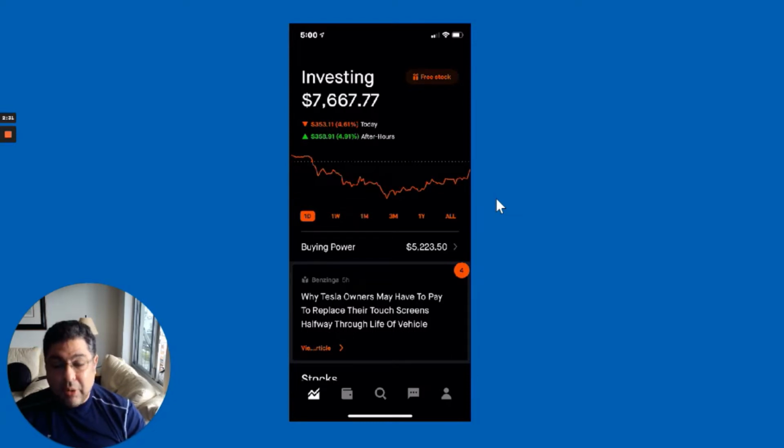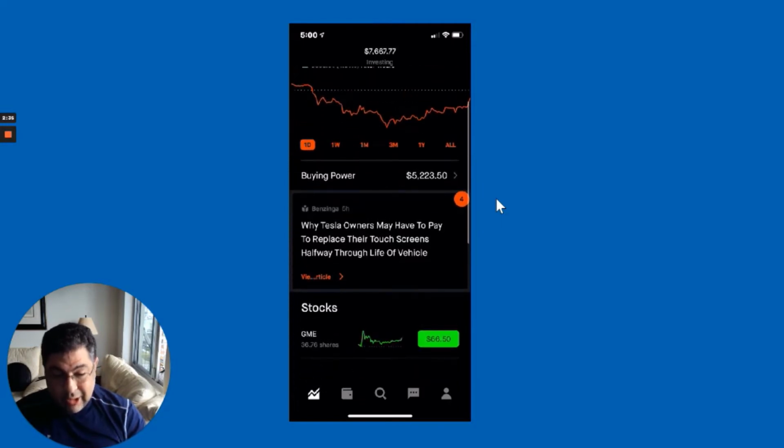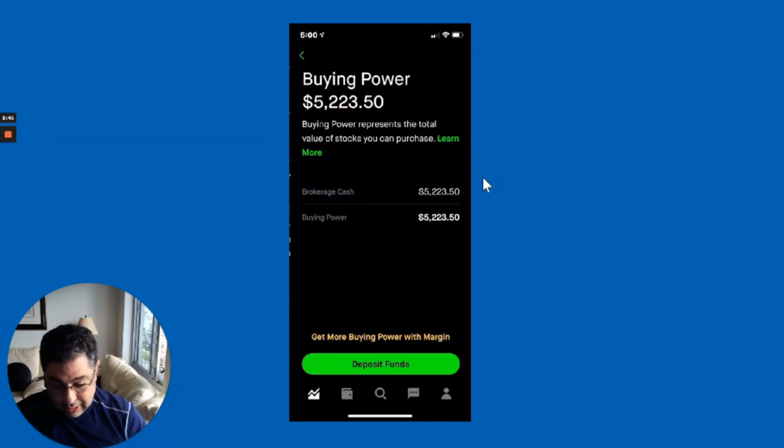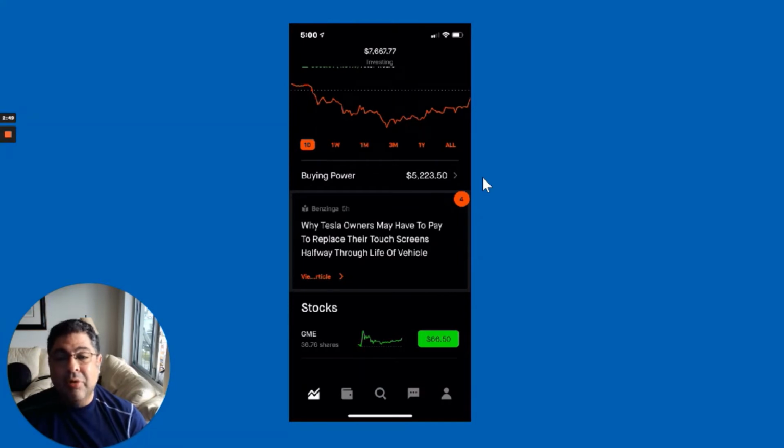I already explained what buying power is. By the way, whenever you have this symbol, like an arrow right there, it means that you can open it. You can click there, and it will tell you what it consists of. You may have a deposit in progress, and it may already give you that buying power even before the money has been transferred.